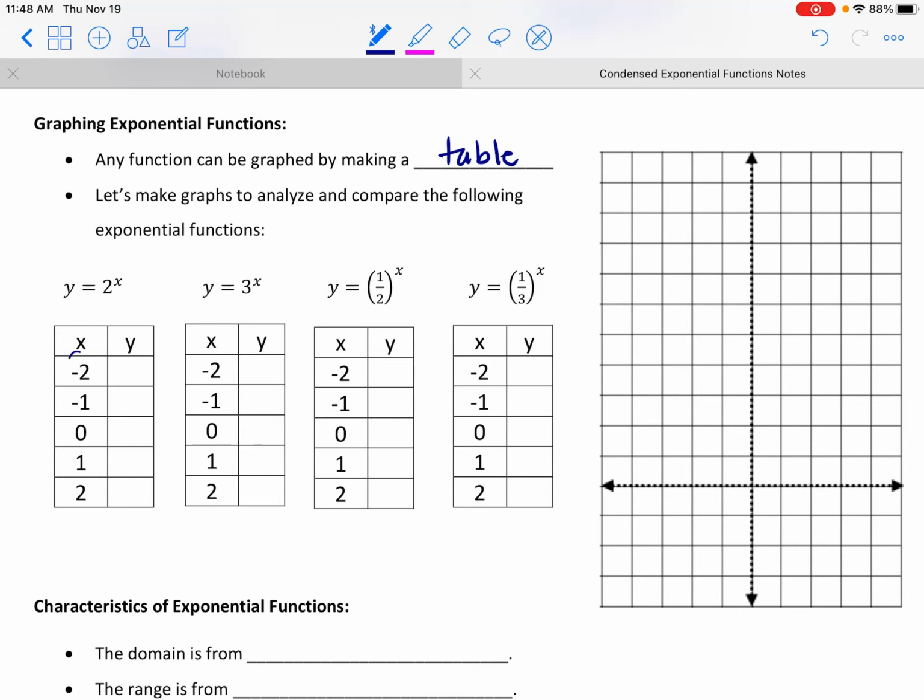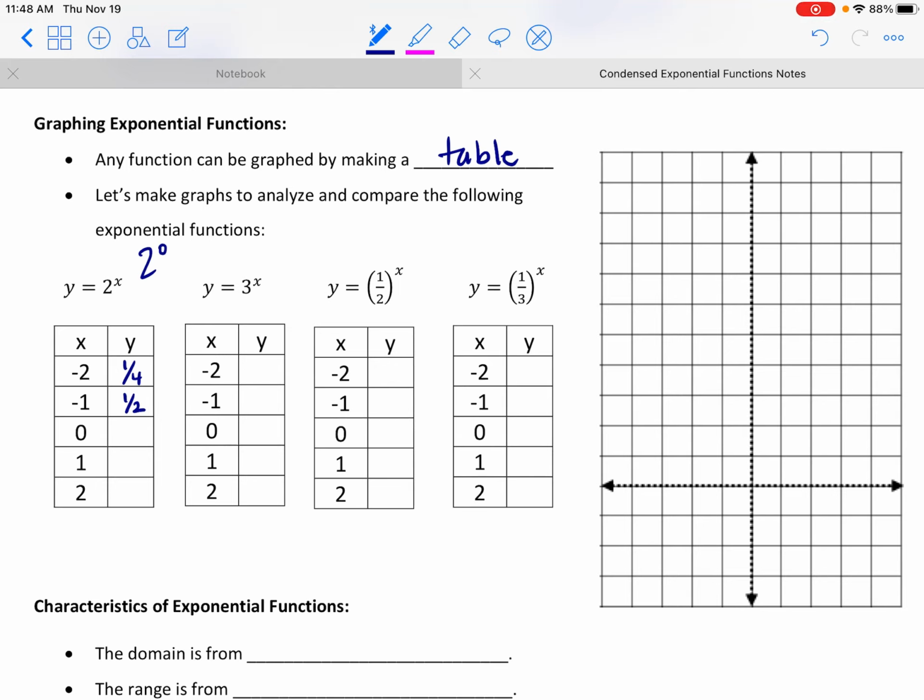If I go to make a table and plug in this negative 2, what is 2 to the negative second going to be? Well, 2 to the negative second, remember, is 1 over 2 to the positive second, and that makes that 1/4. So we're going to do 1 over 4 here, and you could actually use your calculator to do that too if you wanted. How about 2 to the negative first? 2 to the negative first would be 1 over 2 to the positive first, which would make it 1 over 2, so a half.